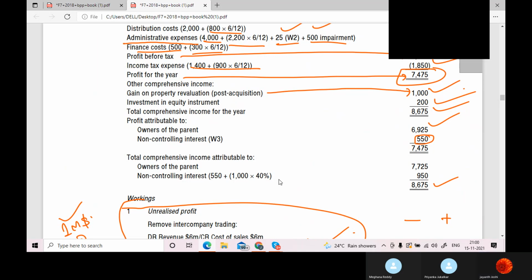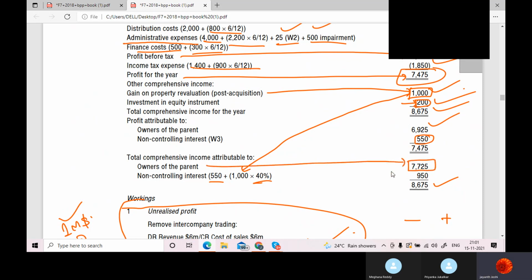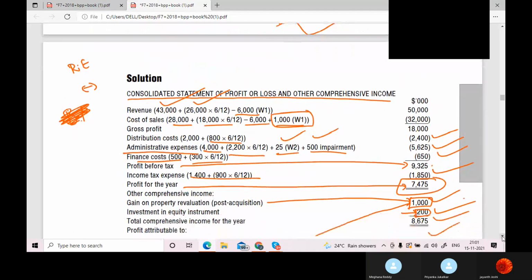Whatever the profit they have, apart from this, is like the investment done by the parent. In that, NCI has no role. But this is the property revaluation of the subsidiary. So in the subsidiary, again, they have their share of 40%. So we will take this completely, remove it from this, and we get the total comprehensive income of the parent. This is the question solution.